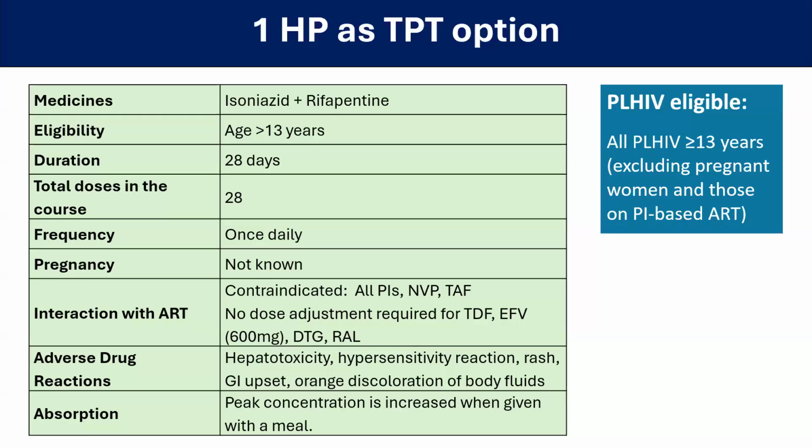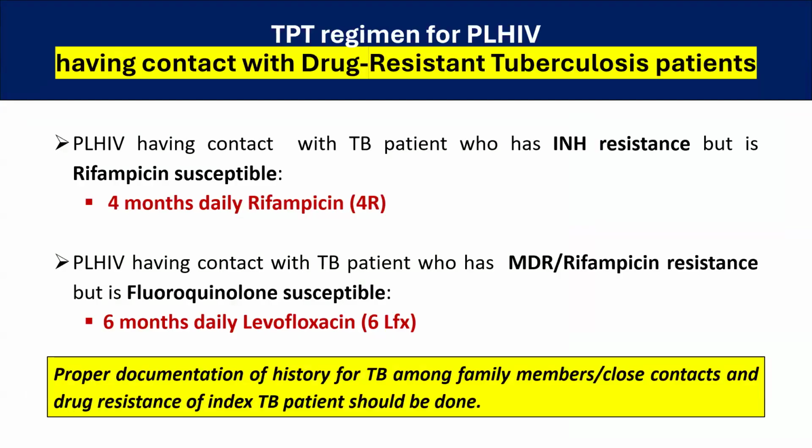Dolutegravir and raltegravir. Some of the adverse drug reactions are hepatotoxicity and hypersensitivity reactions, rash, GI upset, and discoloration of the body fluids. Peak concentration is increased when given with a meal. So eligibility is the most important. Just remember: more than 13 years, excluding pregnant women and those on the PI-based regimen.